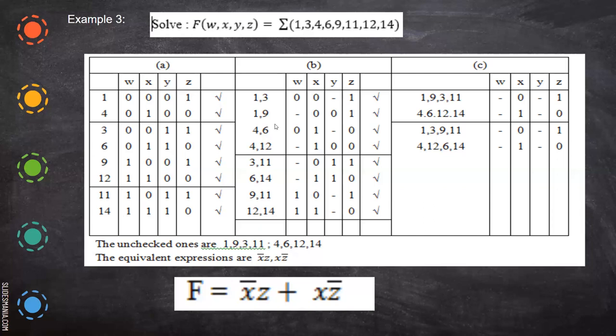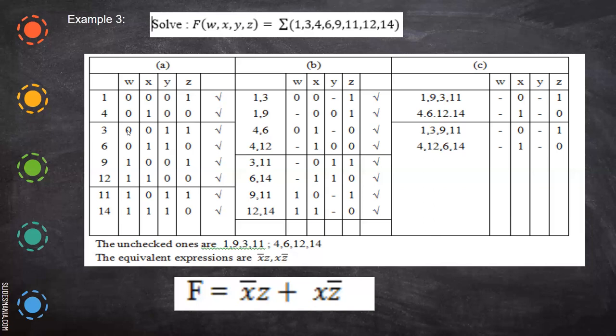Then we have to find the matching pairs. How will you find a matching pair? This group will be matched with the next group, and so on, likewise we have to find the matches. For finding a match, the rule is that there should be only one variable changing. All the other variables should be the same. This is the rule.